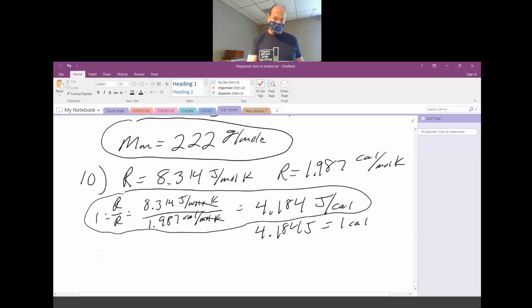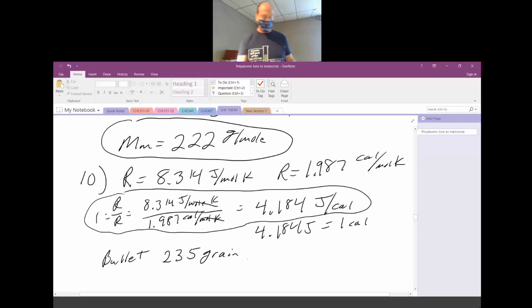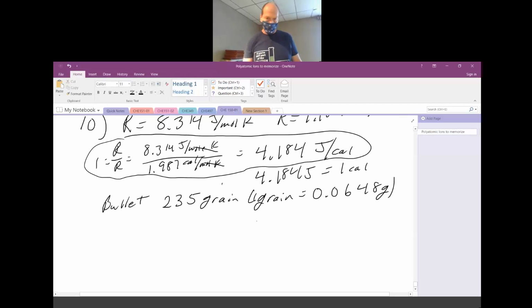problem here, which has a bullet in a gun that has a mass of 235 grains, which is a unit of mass. All right, and so no one knows what a grain is. Well, someone does, I'm sure, but I don't know anyone that knows that a grain is 0.0648 grams. All right, so that is what a grain is. 1 grain is equal to 0.0648 grams. All right, so we can easily convert that into grams.